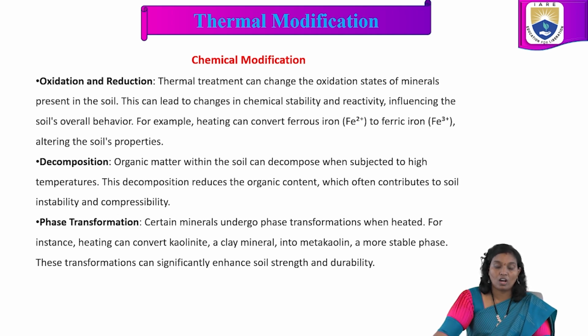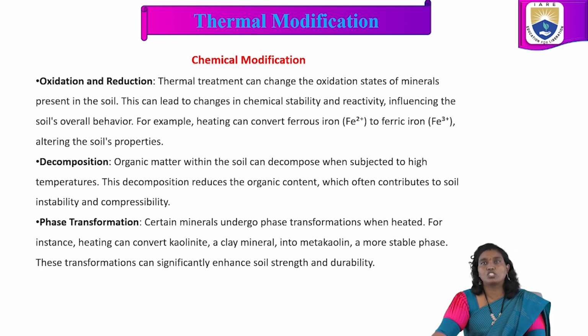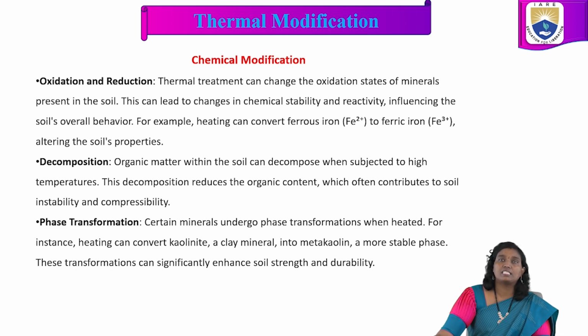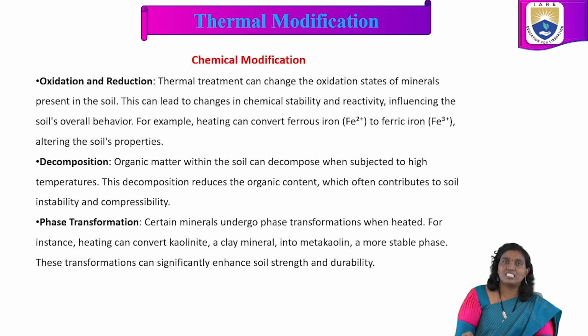In decomposition, organic matter within the soil can decompose when subjected to high temperature. This decomposition reduces the organic content, which often contributes to soil instability and compressibility. Next, phase transformation. Certain minerals undergo phase transformations when heated. For instance, heating can convert kaolin, a clay mineral, into metakaolin, a more stable phase. These transformations can significantly enhance soil strength and durability.